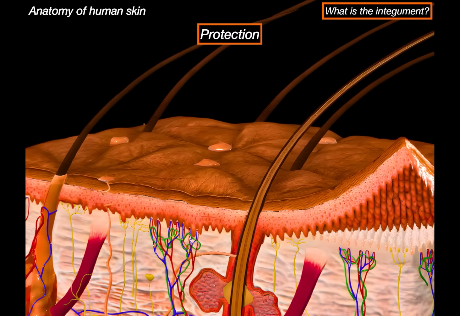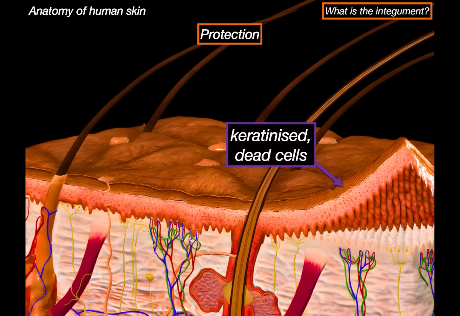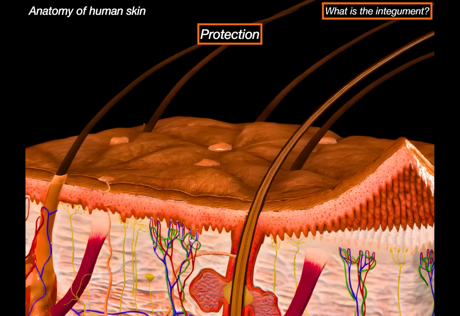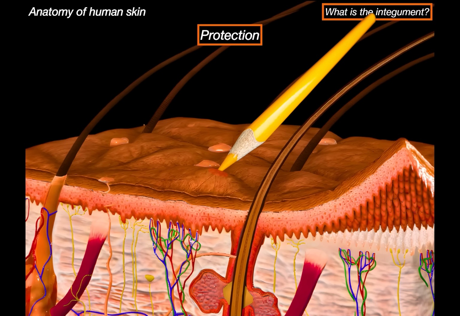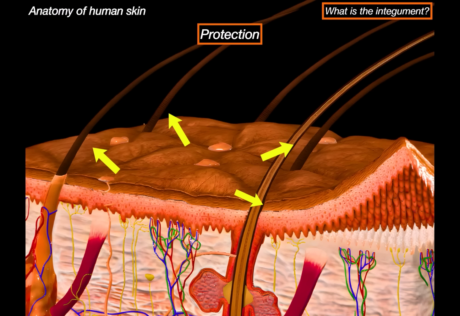First, protection is the most obvious one. The outer layer of the epidermis is full of keratinized dead cells that form a tough, waterproof barrier. These cells are packed into multiple layers with lipids between them. Because of that structure, mechanical forces such as rubbing or minor impacts are spread out over many layers instead of tearing through living tissue immediately.